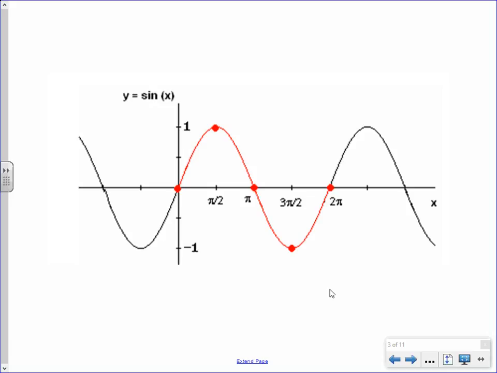We're going to do the same thing now, but for cosine. Okay. Do you think that there are going to be any similarities with the graph of cosine and the graph of sine? Maybe? I think no.